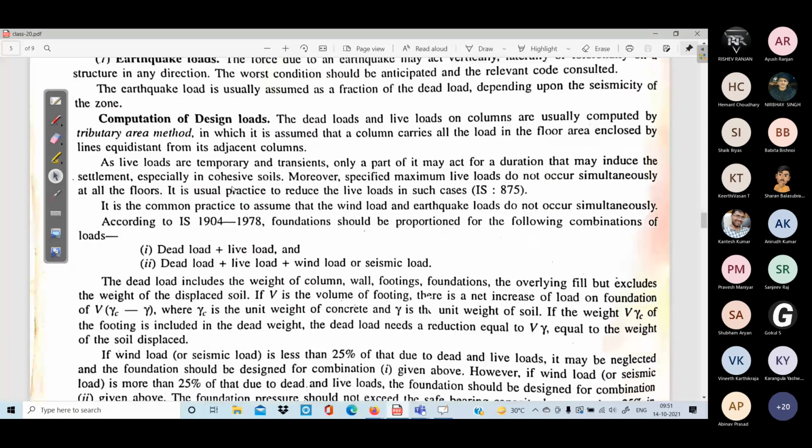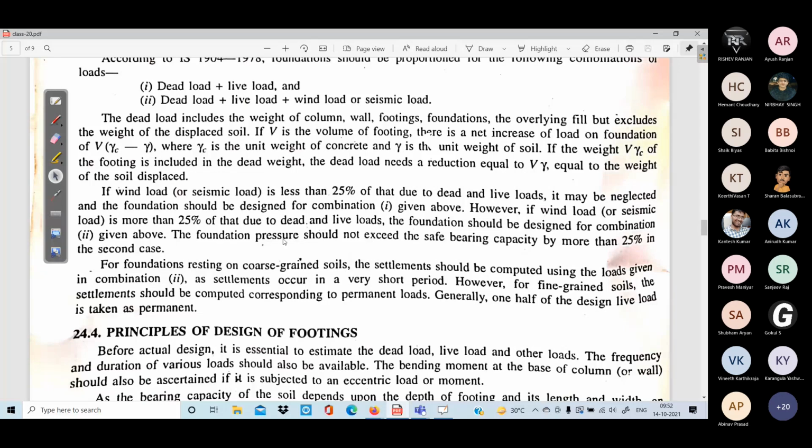Now, computation of design load, how generally we do computation of this one. Whatever you study for your RCC, earthquake and all: dead load plus live load, and if it is having wind, dead load plus live load plus wind or seismic load, because this will happen occasionally. Okay, it's given, this already we have seen. Okay, if the wind load is less than 25% of the live load, it may be neglected.